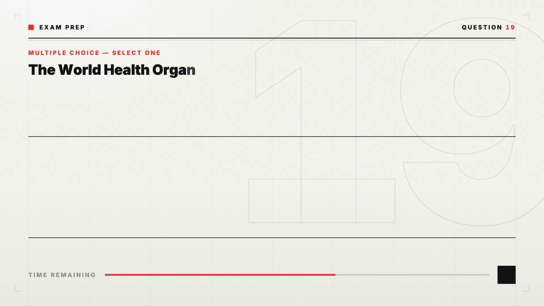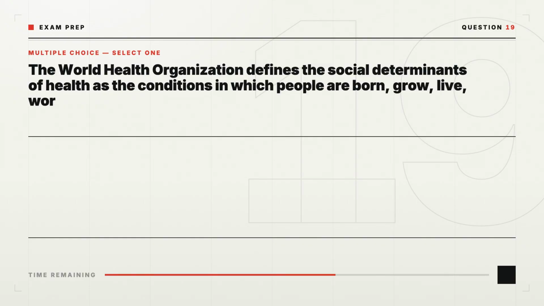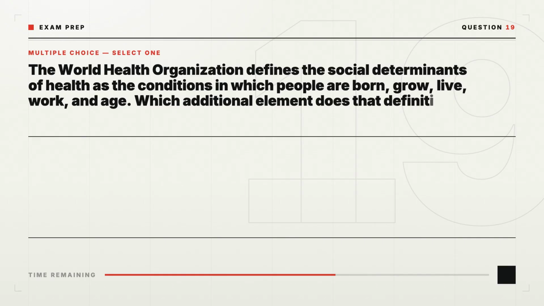Question 19. The World Health Organization defines the social determinants of health as the conditions in which people are born, grow, live, work, and age. Which additional element does that definition explicitly include?